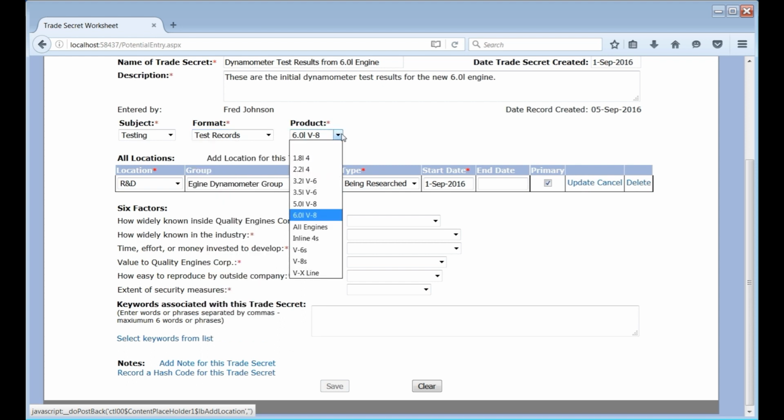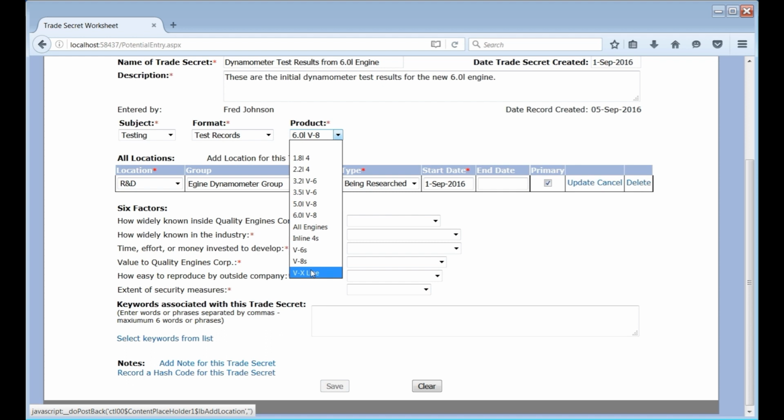And then we have which one of our products does it apply to? Well, it's the 6.0 liter. We could also have it something that applies to all of our engines, the whole product line, or just the inline 4s, the 1.8 and 2.2 liter, or the V6s, the 3.2 and the 3.5, or the V8s, the 5 and the 6. We can also have the V format engines. So we have the ability to deal with the product line and a hierarchy between the products in that way.